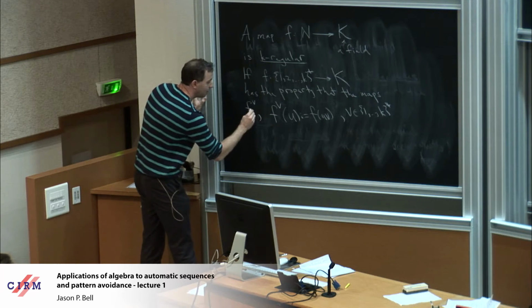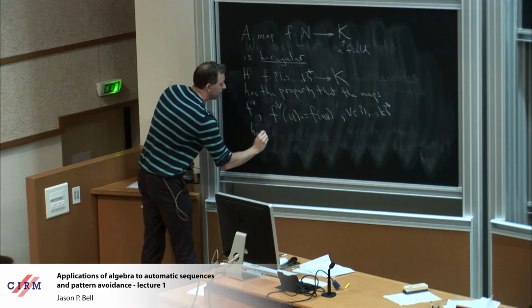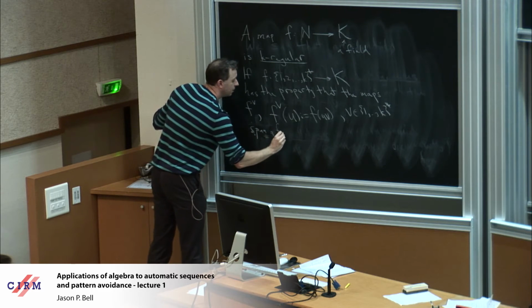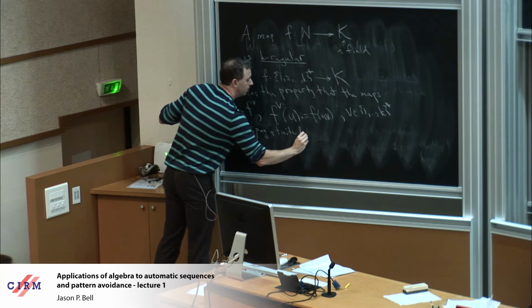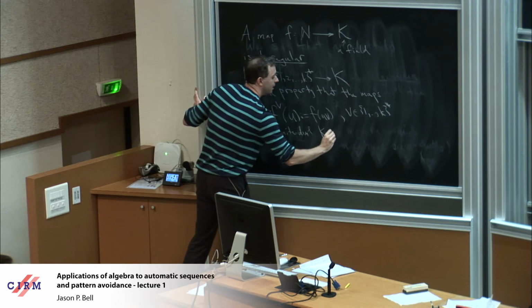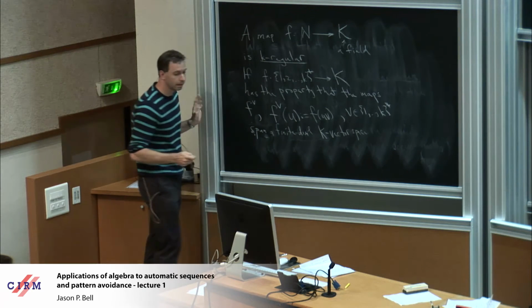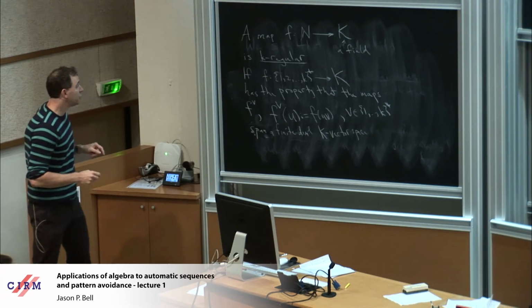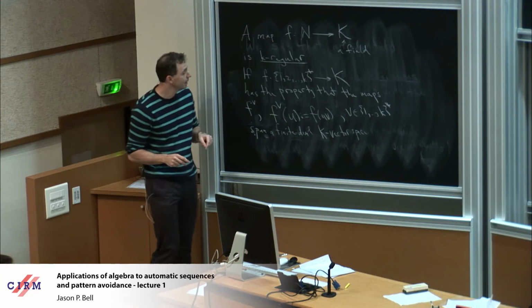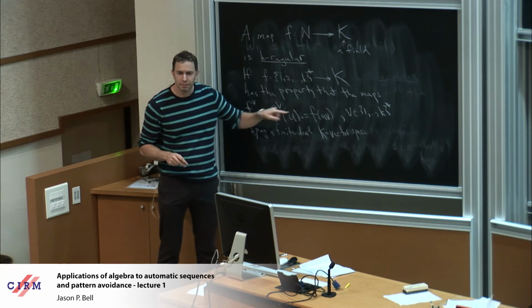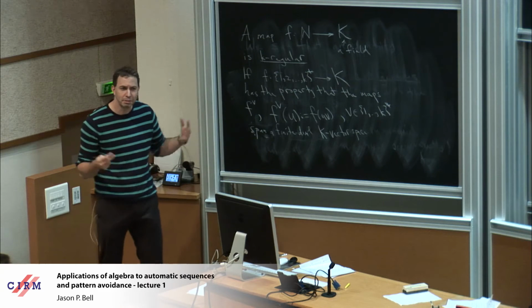If the maps f^v have a finite dimensional span, a finite dimensional big K vector space. And this is a generalization of automatic, because automatic is really saying you only get finitely many maps, right? But now we're saying that they have finite dimensional span.